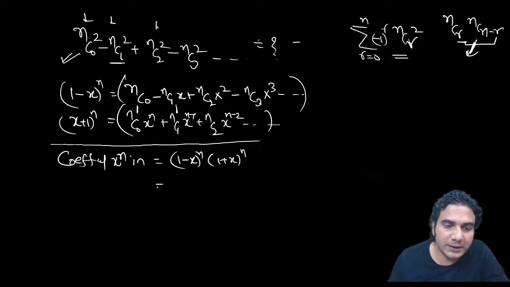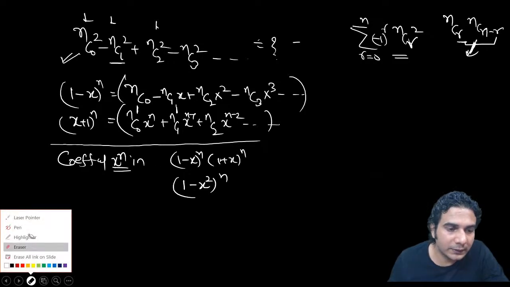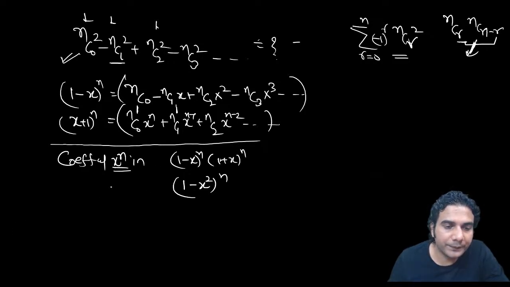Now the main job is how to find the coefficient. Let's see. So we'll write (1 minus x square) whole raised to n. We need the coefficient of x raised to n in this. Now if you write the general term of this, T(r plus 1), it is going to be minus 1 raised to r, nCr, x square raised to r, so x raised to 2r, all right?